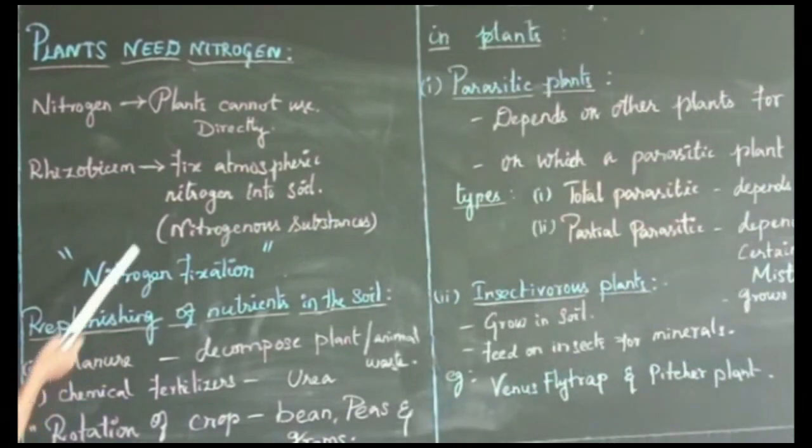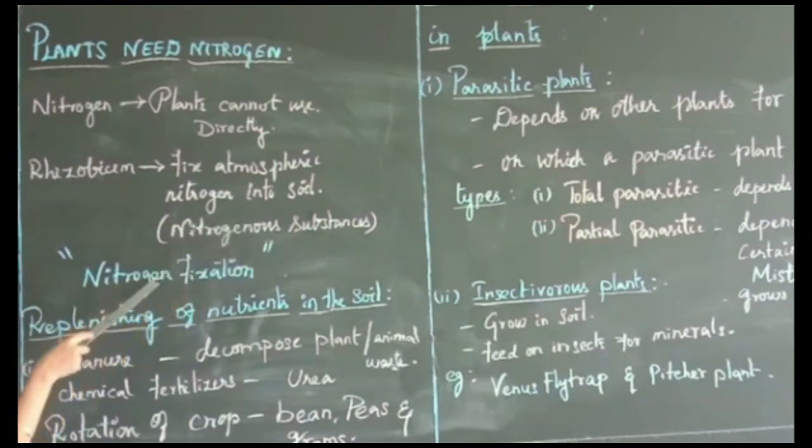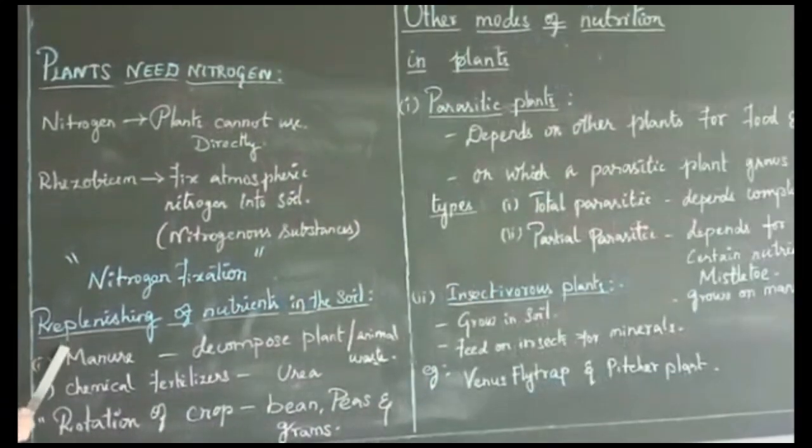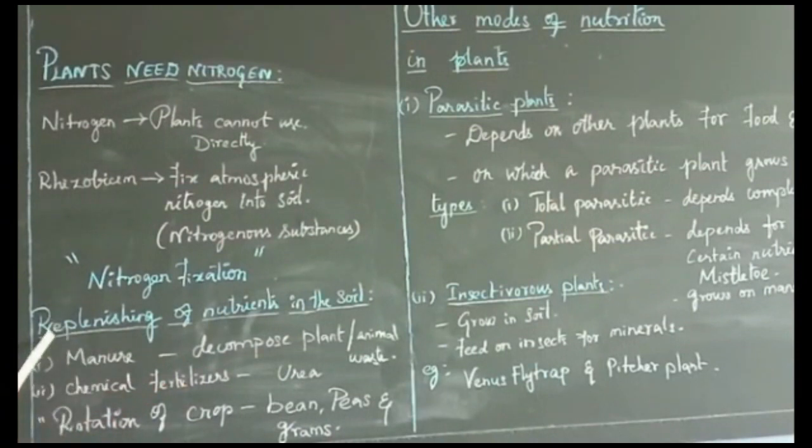After the death and decay of such plants, the nitrogenous substances mix with the soil and other plants will utilize it. Next one is the replenishing of nutrients in the soil. It is nothing but refilling the nutrients in soil. Mostly in a field, if we cultivate any kind of crops, they will utilize the nutrients present in the soil. For that, we have to add some manure and chemical fertilizers to boost up the fertility of soils.